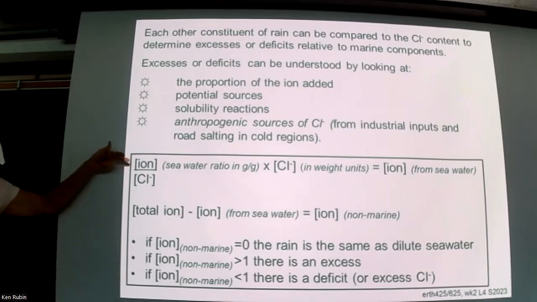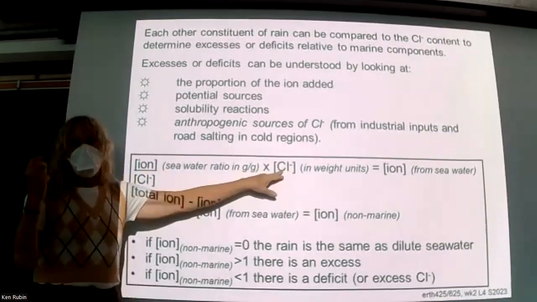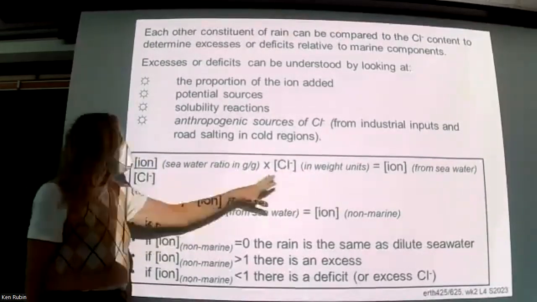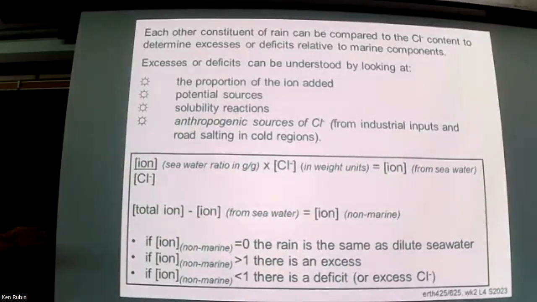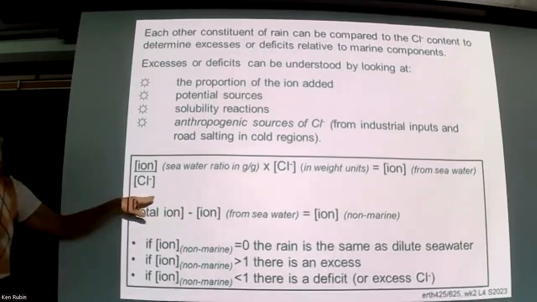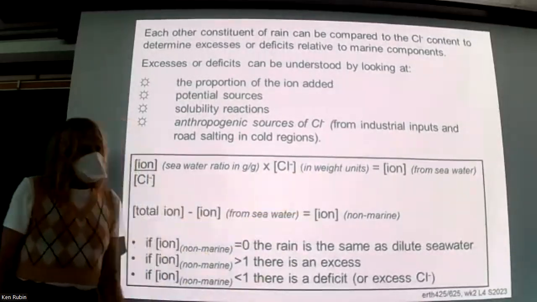So basically, you take the ion over chloride in seawater, multiply it by the chloride concentration that you actually measure in that water. And then whatever's left over is the amount of ion that didn't come from seawater. So this tells you the ion from seawater. You take the total concentration of that other ion and you subtract that guy off of it. And then you get the non-marine component.